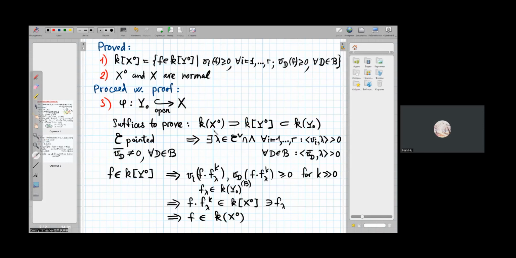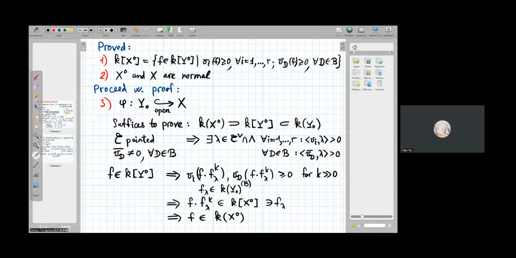Why does f lambda belong to it? Because f lambda is the ratio of these two guys. You may divide, given the non-negative condition. Okay. So we have done the third step. Are there still any questions on the third step? No questions so far. Then let's turn to the next step.